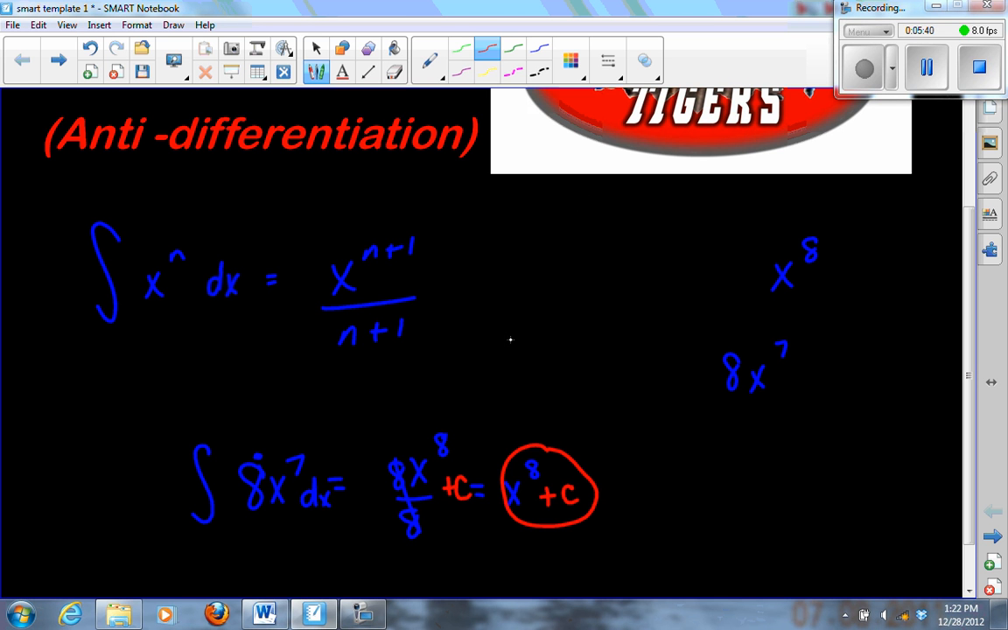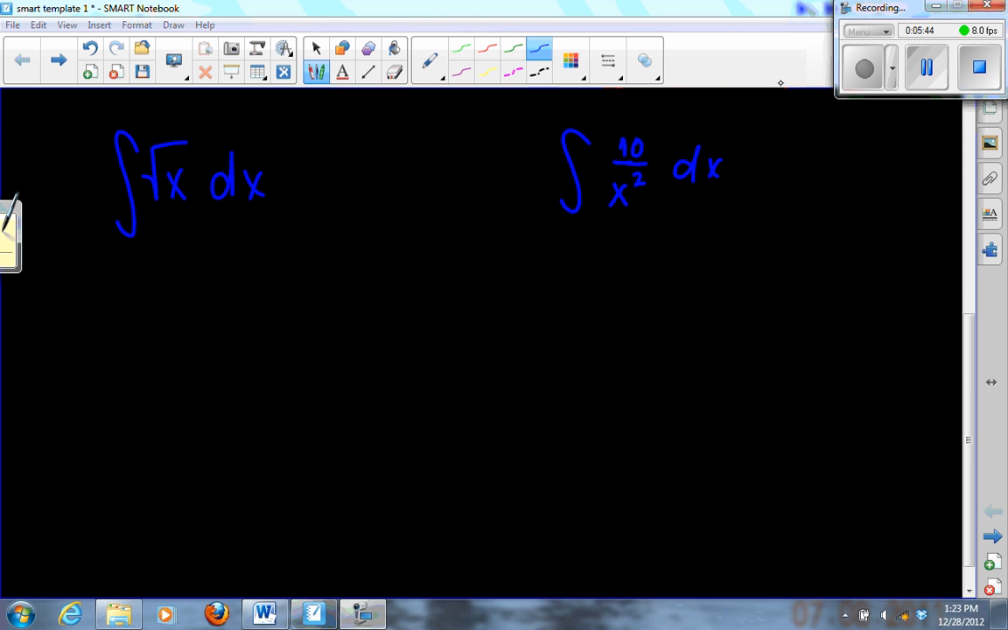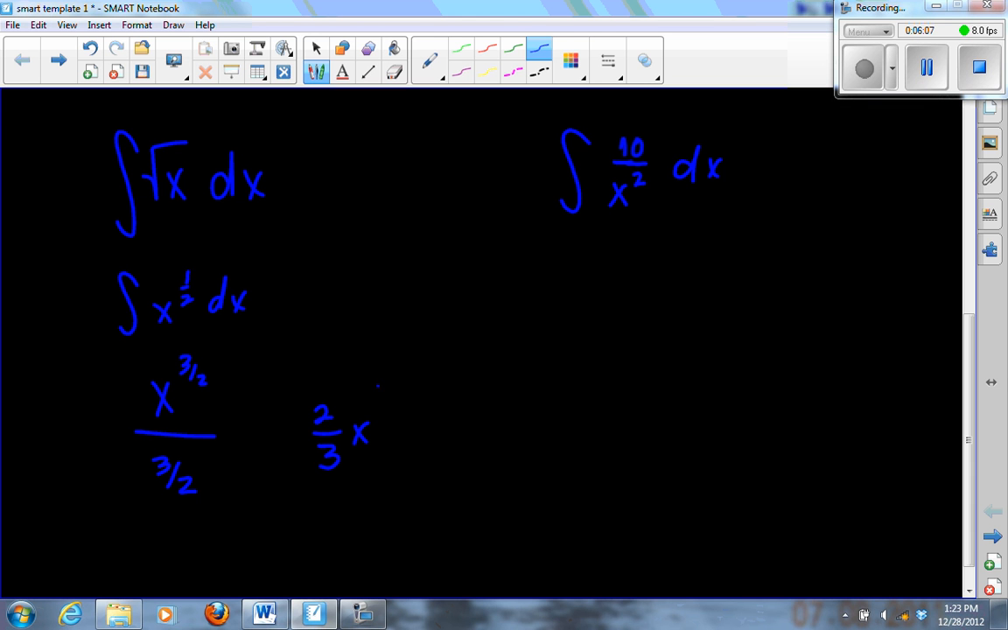Sometimes the general power rule is presented in a strange way. So here we have two cases where I'm going to still use the power rule, but I need to remember how to transform a root into a power. So I'll think of this one as x to the 1/2 dx. So my answer will be add 1 to the power and divide by 3/2, which is actually like saying multiply by 2/3. And don't forget the plus c.